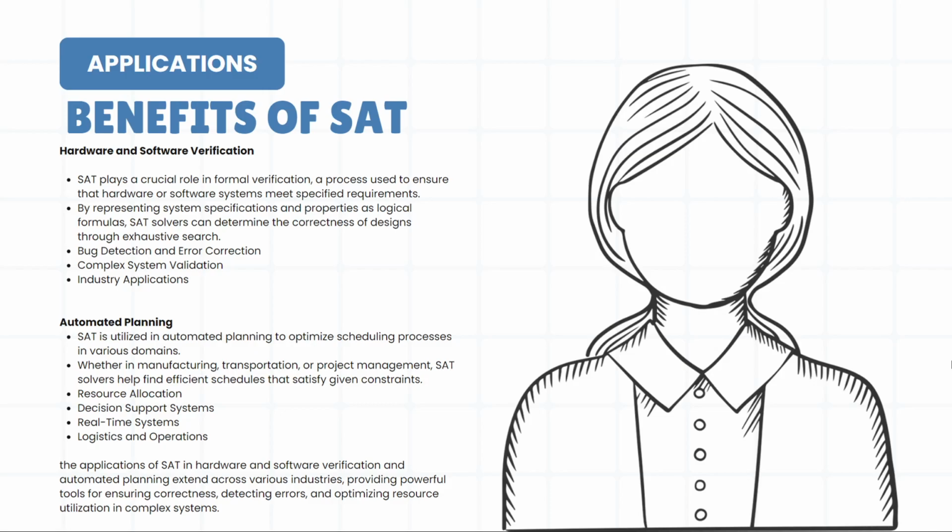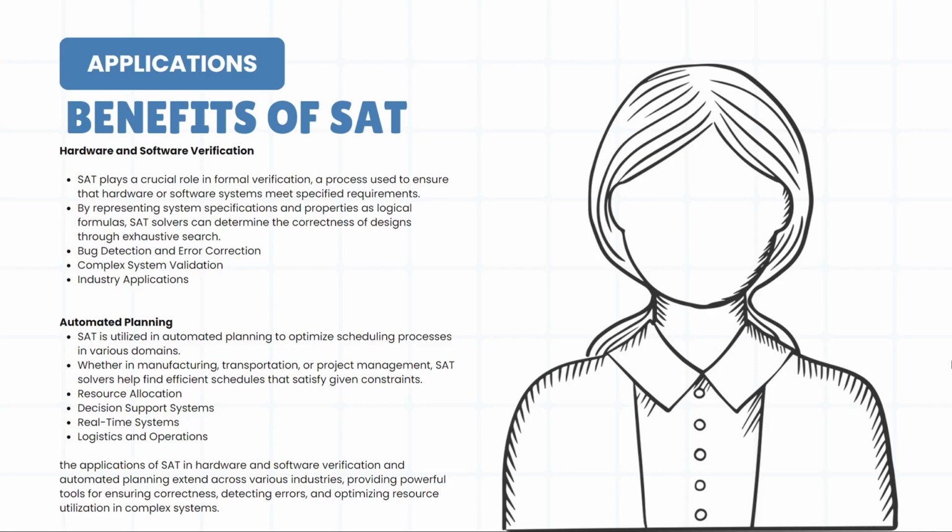Number 3 is decision support systems. SAT solvers are used in decision support systems to conduct scenario analysis. They help decision makers explore different scenarios and make informed choices based on the optimization of resources, costs, and other relevant factors. Number 4 is real-time systems. In real-time systems, SAT solvers can assist in dynamic scheduling, where schedules are continuously adapted in response to changing conditions.